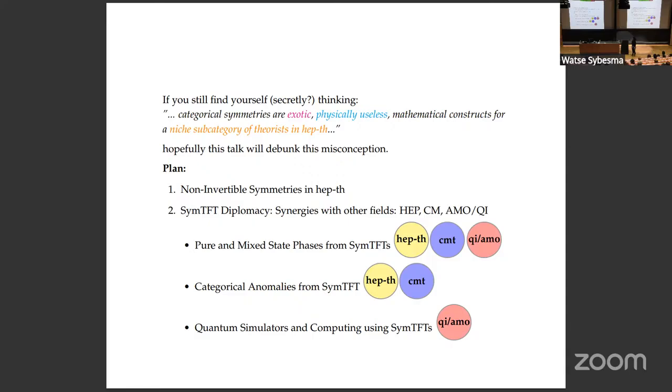And the first thing is to actually classify phases. There are pure state phases and mixed state phases, so noisy systems can also be studied. And then the study of anomalies, like 't Hooft anomalies, which constrain RG flows for such categorical symmetries. And finally, there's some direct connection to quantum simulators and actually constructing some new interesting codes.